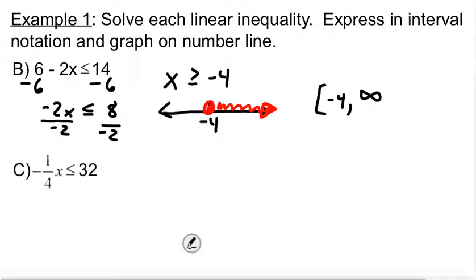Parenthesis, because infinity and negative infinity are always with parentheses. You don't literally see an infinity on the number line, so it's not an actual value.